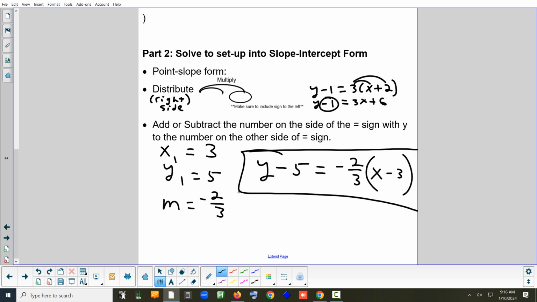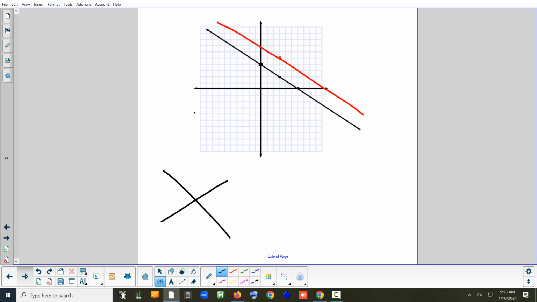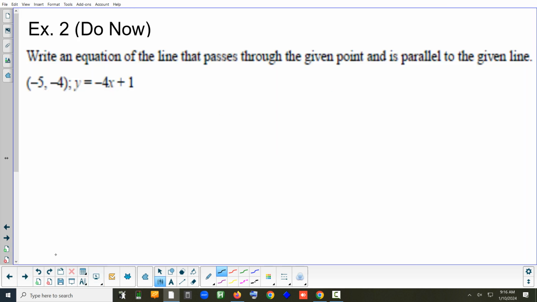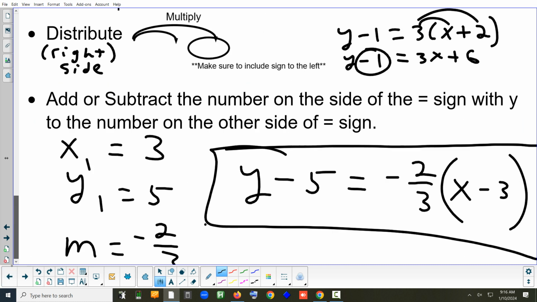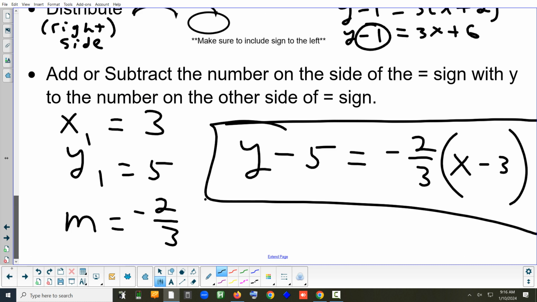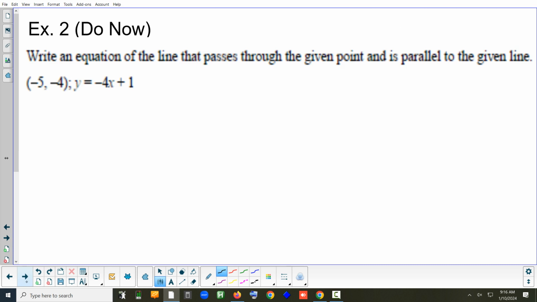So let's try example two. Back to example one? Yeah. So now example two, pretty similar. I'm going to give you a point and an equation, and I want you to find a line that is parallel to this one. You don't have to draw it. I just want you to find a line parallel to this one, but the line that you find has to go through the point -5, -4.